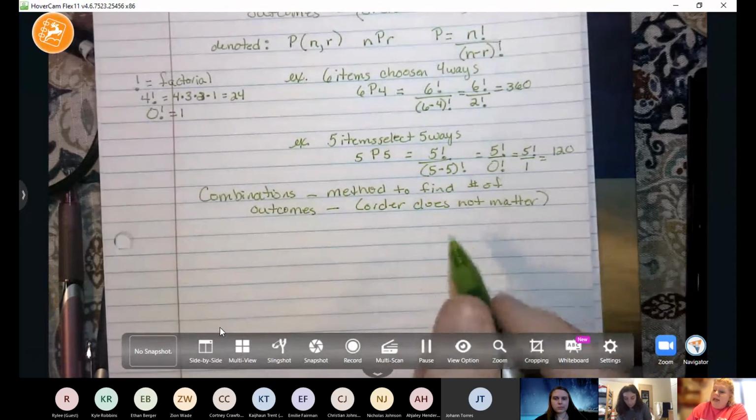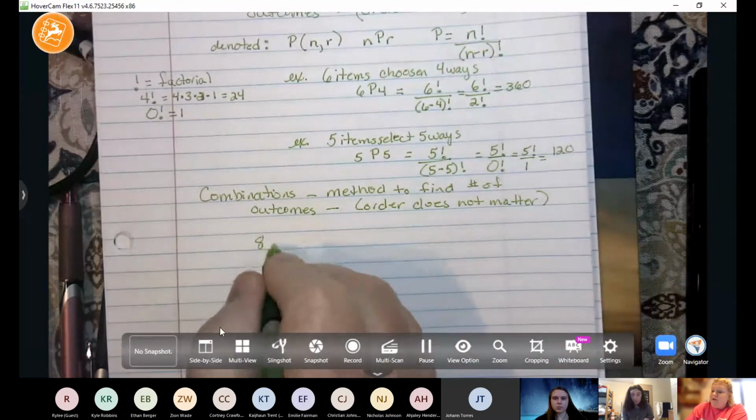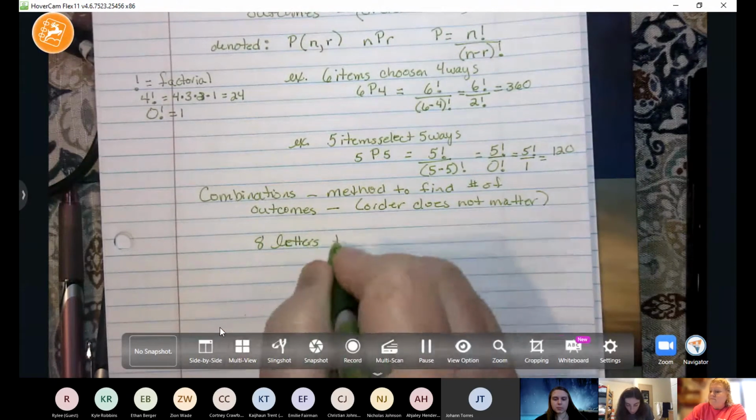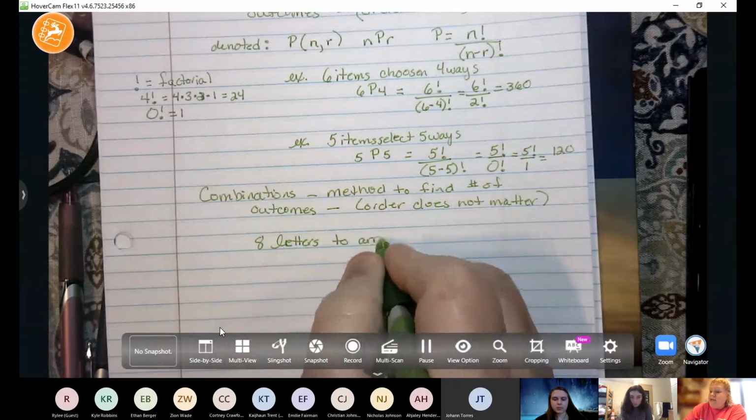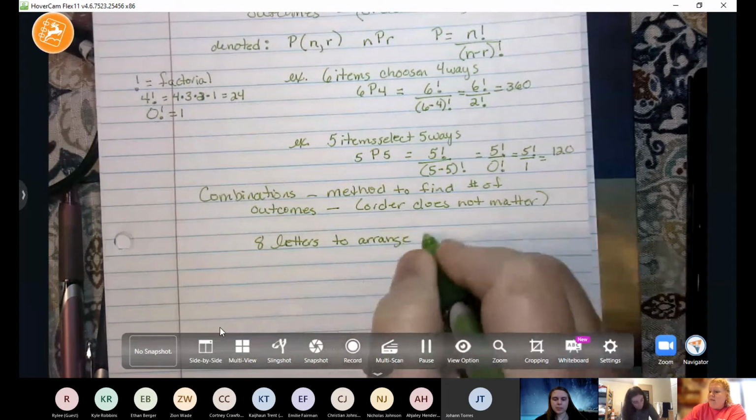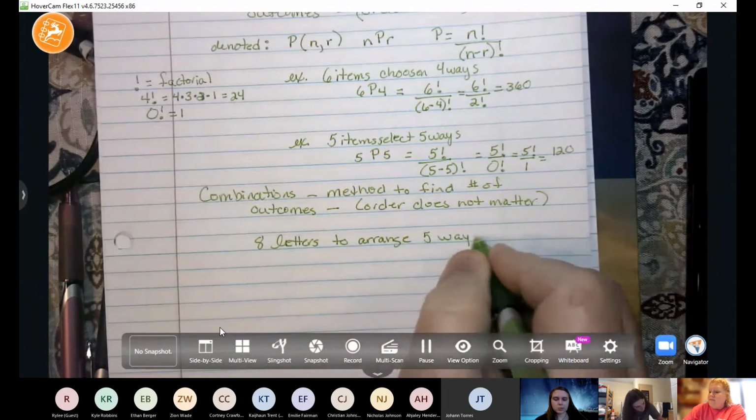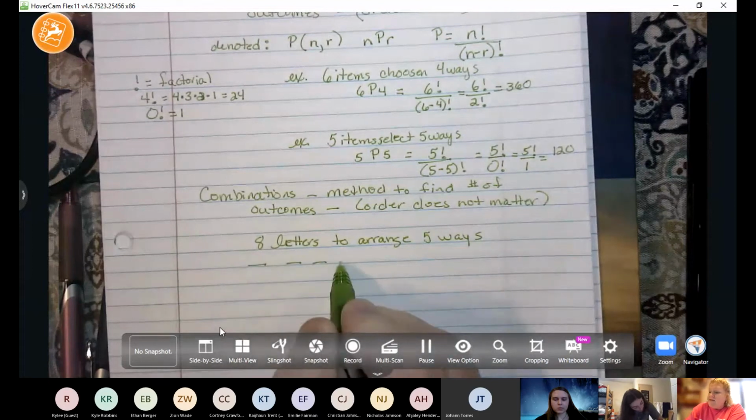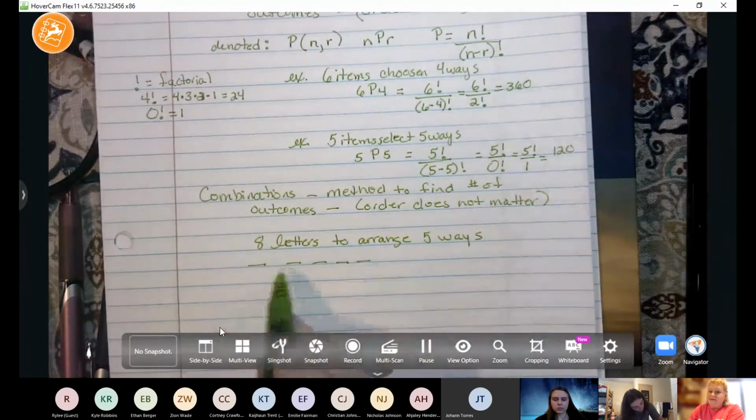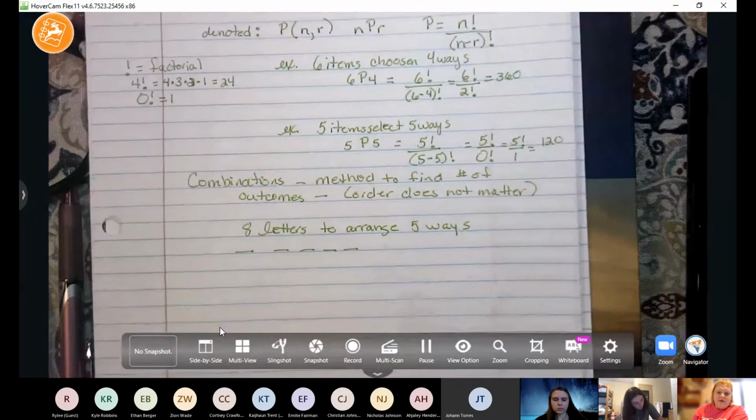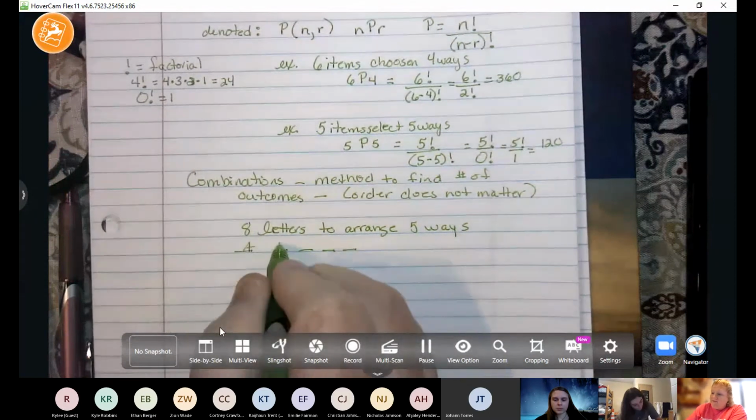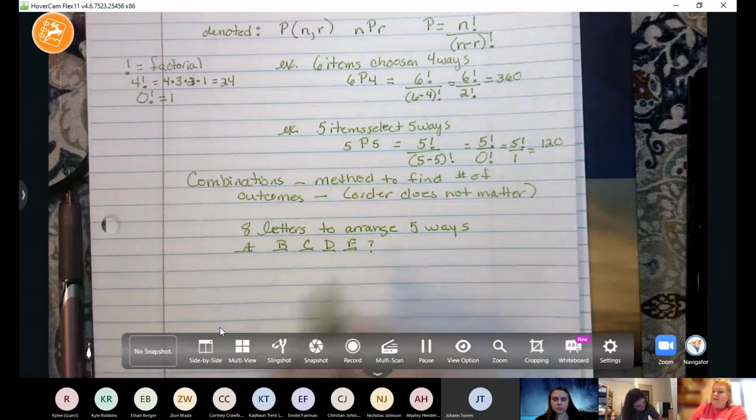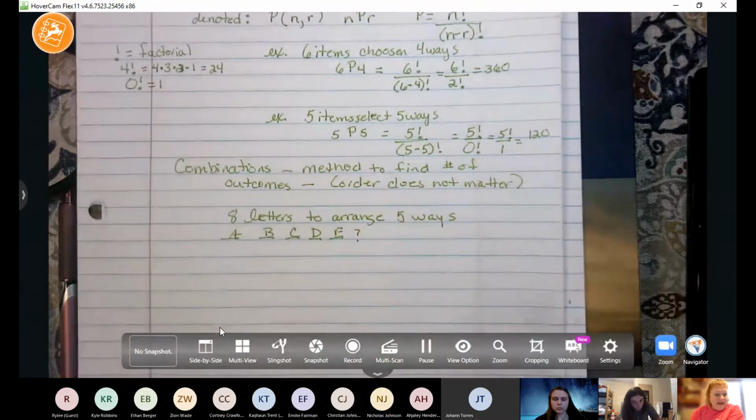So let's say we had 8 letters to arrange 5 ways. Think of that as 5 spaces. We want to put the 8 letters in those arrangements 5 different ways. How many arrangements can we make with 8 letters?